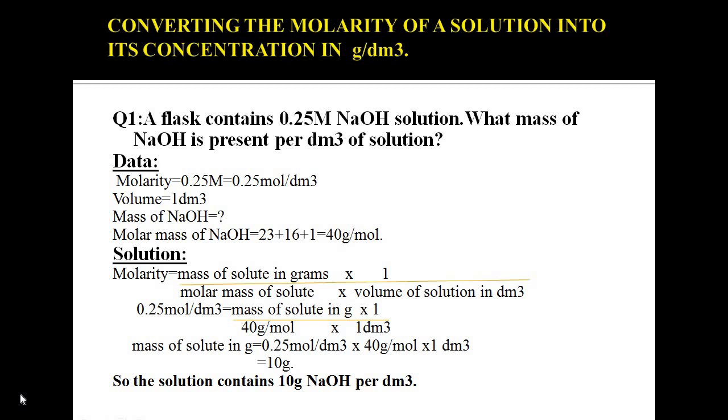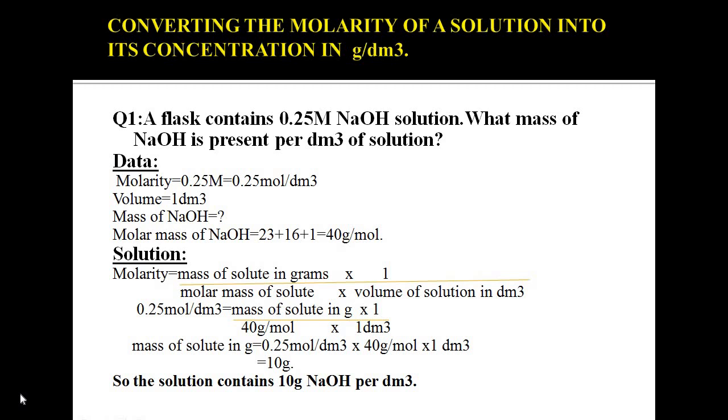So here is the molarity formula. Write molarity 0.25 mole per dm cube is equal to mass of solute in gram, which is unknown, divided by molar mass 40, into 1 over volume of solution in dm cube, 1 dm cube. All the data has been put into the formula, and after cross multiplication and division, you will get 10 gram, because mole is cancelled by gram per mole, and dm cube and per dm cube are cancelled, and the only unit left is gram.